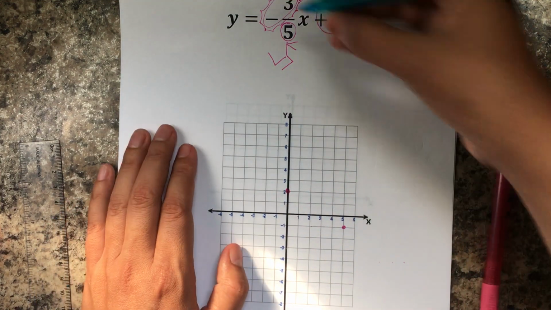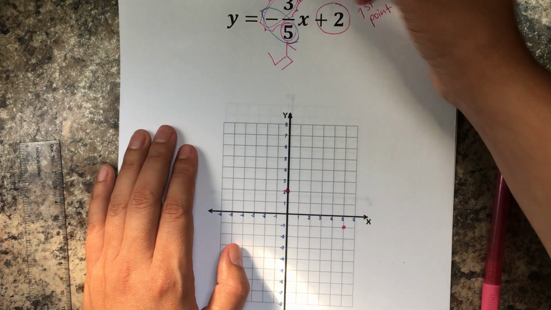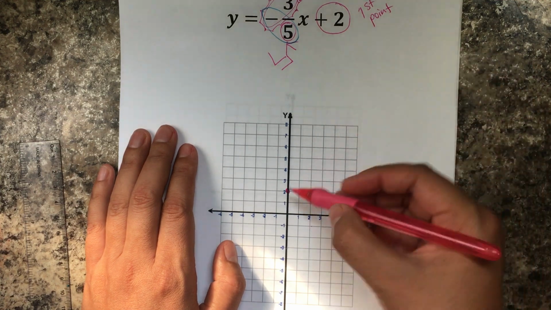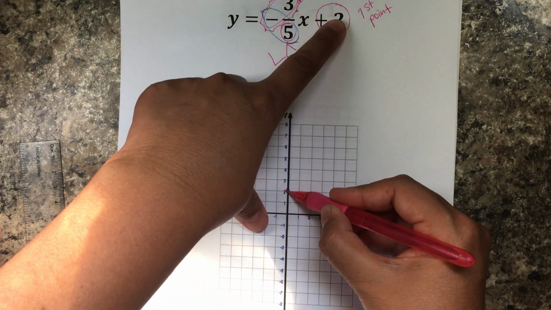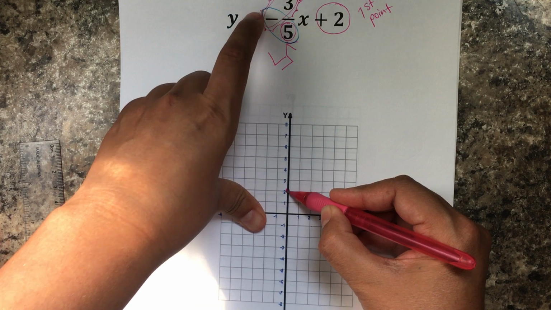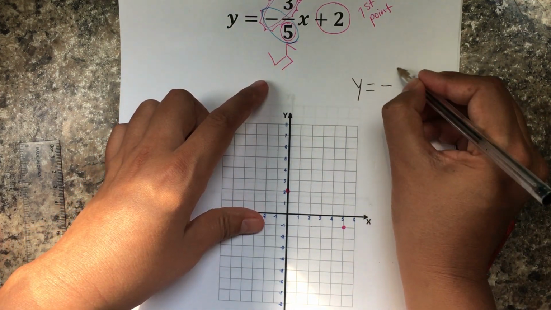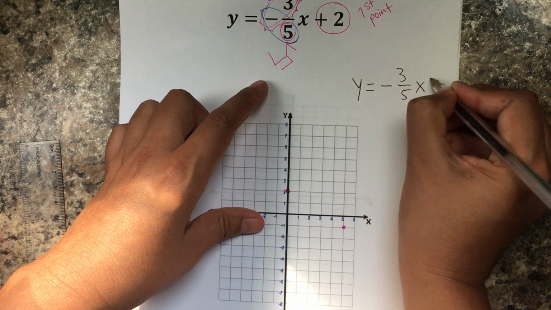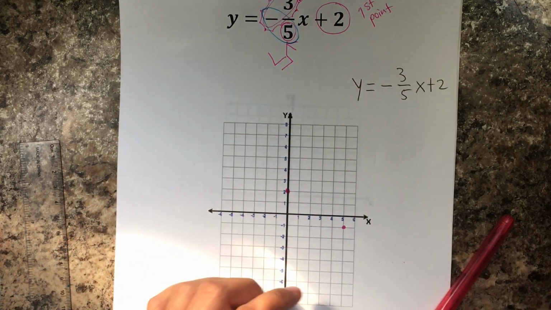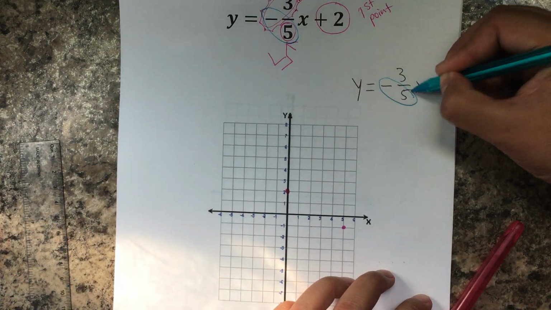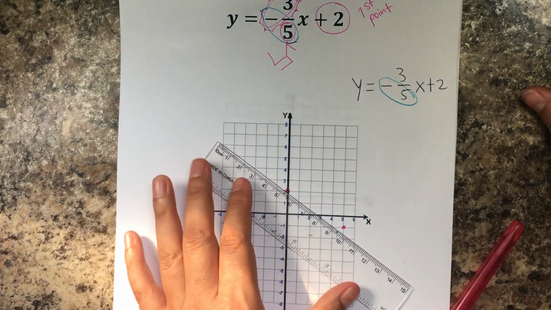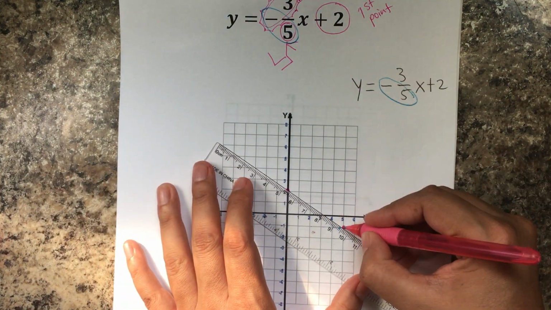But if I want to give it to the 5, it would be positive 2, then let me write it again so that we don't get confused. Y equals negative 3/5 x plus 2. Now I'm giving the negative to the 5, let me grab this before I graph this one with blue.